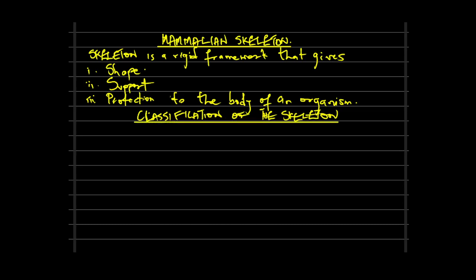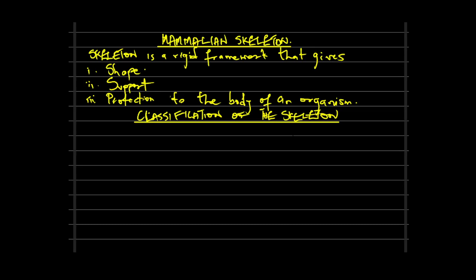Before we go into that, I need us to understand that the skeleton is a rigid framework and it has a whole lot of bones that make it up. In infants, in the newborns, we have an average of about 300 bones. And by the time the infants mature to the adult stage, the bones must have shrunk or joined together to form a total of about 206 bones.